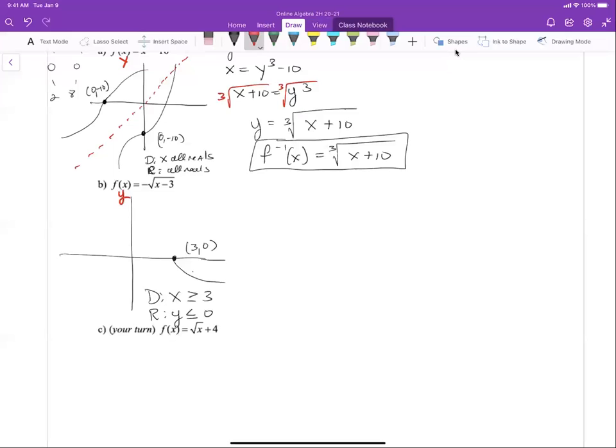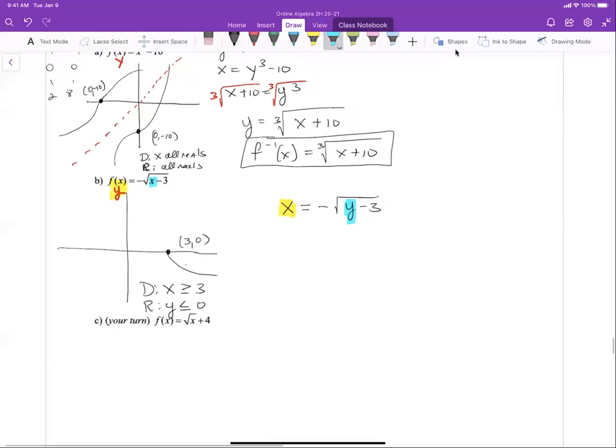So that original equation, that f of x is a y. And so we're going to rewrite this and we're going to switch the x's and the y's. So this now becomes x equals negative square root of y minus 3, and there's where my x used to be.